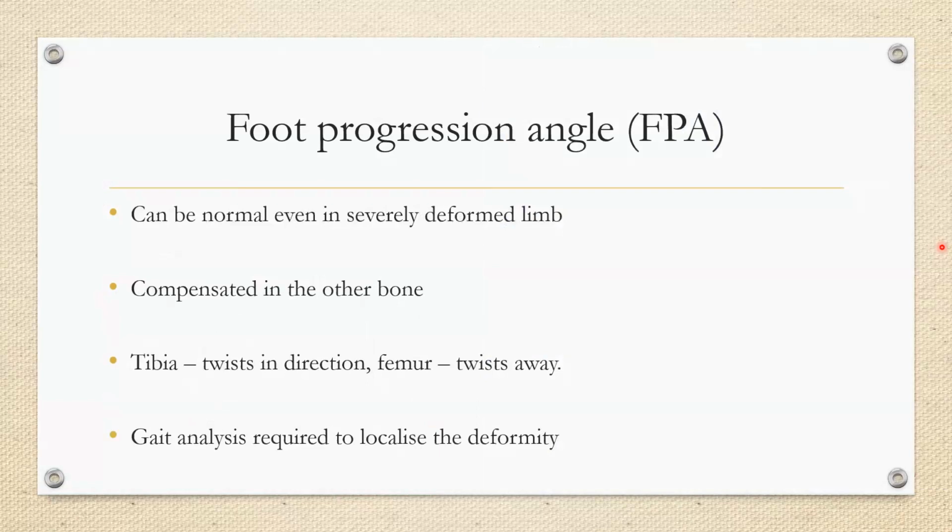Another point to note is that the foot progression angle can be normal even in a severely deformed limb. This happens because deformity in one bone can be compensated by another bone during growth. In general, if there is an increased foot progression angle, the tibia usually twists in the direction of the deformity and the femur twists away to compensate for it. So in such cases, gait analysis should be done to localize the deformity, whether in the trunk, the pelvis, or the hip.